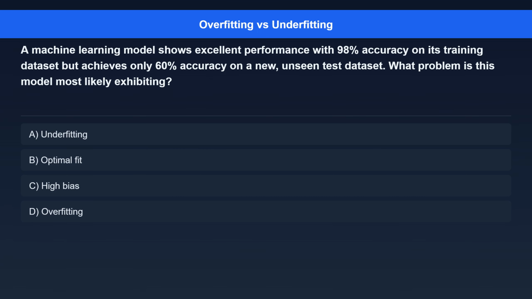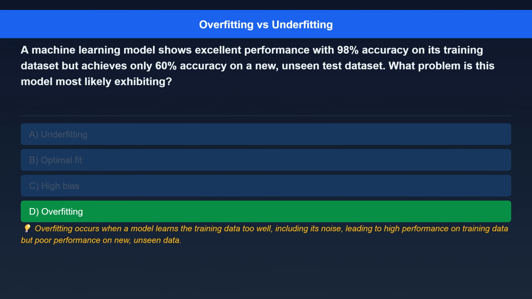Question 1. A machine learning model shows excellent performance with 98% accuracy on its training dataset, but achieves only 60% accuracy on a new, unseen test dataset. What problem is this model most likely exhibiting? Option A. Underfitting. Option B. Optimal fit. Option C. High bias. Option D. Overfitting.